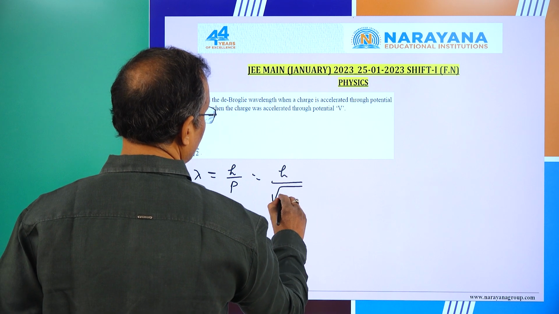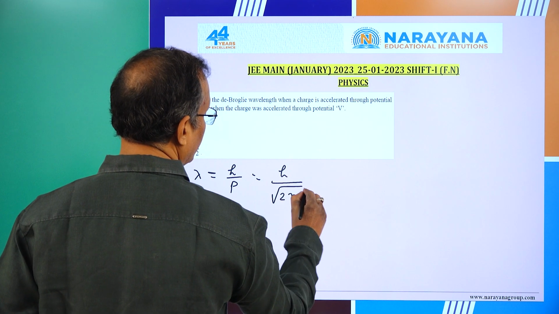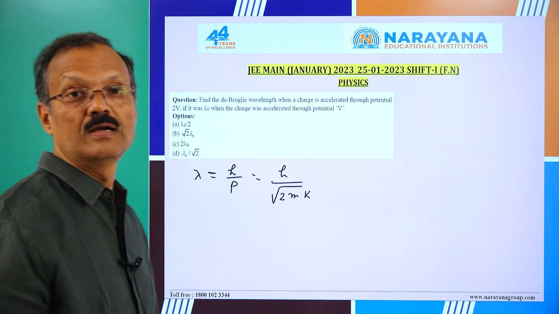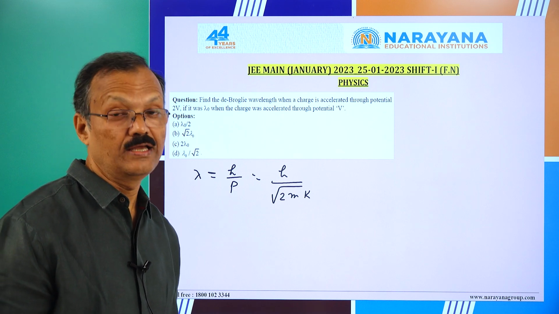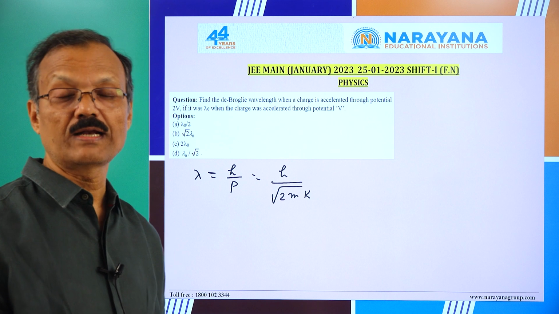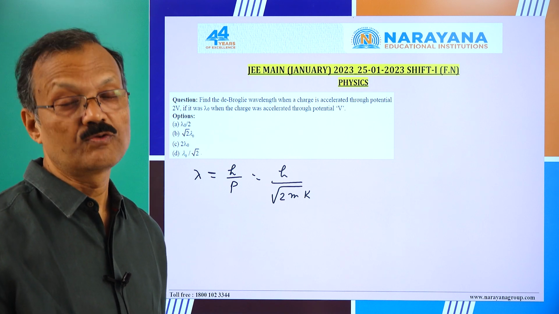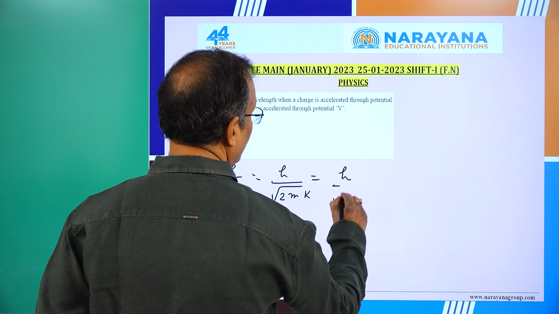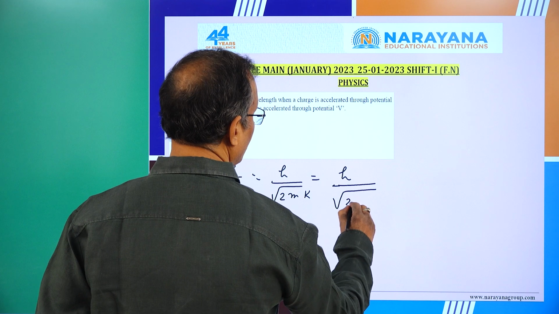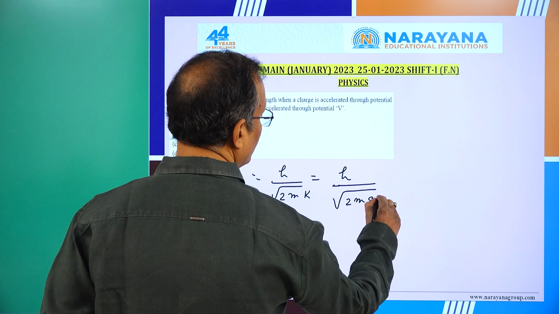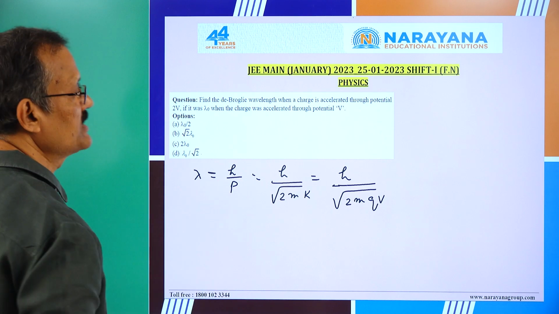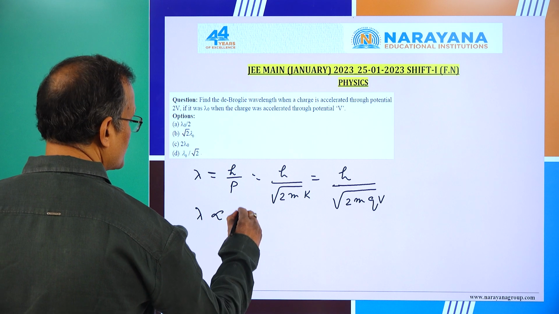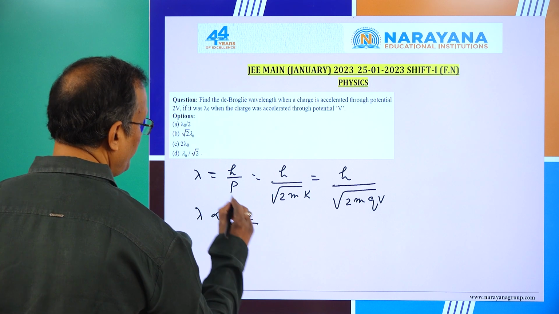under root 2mK. K is kinetic energy. If you are accelerating an electron, the kinetic energy acquired is e into V. If any charged particle is accelerated by V volt, it will be q into V. So we can write this as h by under root 2mqV, because they have told you a charge is accelerated. So from here you get lambda is proportional to 1 by root V.